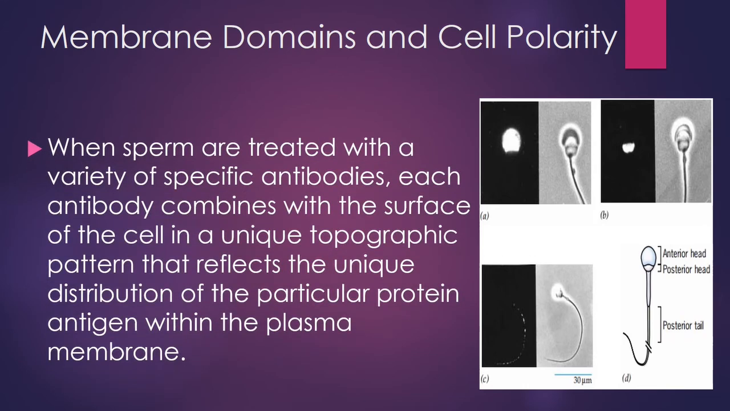For example, when sperm are treated with a variety of specific antibodies, as illustrated in the picture, each antibody combines with the surface of the cell in a unique topographic pattern that reflects the unique distribution of a particular protein antigen within the plasma membrane.